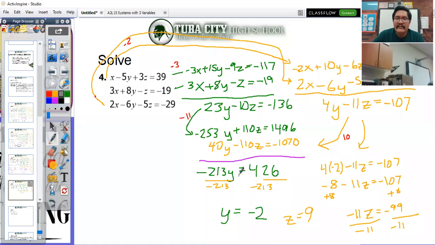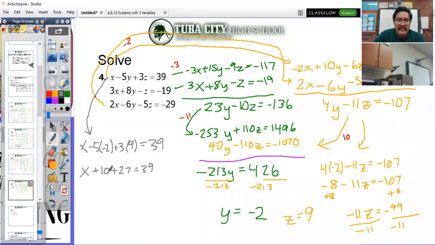Now that we have y and z, we need to find the x. So I'm going to go with the first one. I'm choosing the first one because x is already by itself. So x should be easier to solve with that. 5y, but we know y is negative 2, plus 3z, but z is 9, equals 39. All right, now x and then negative 5, negative 2 is positive 10 plus 27.